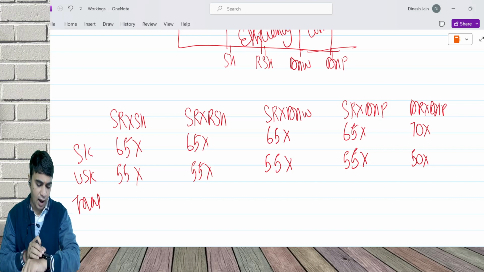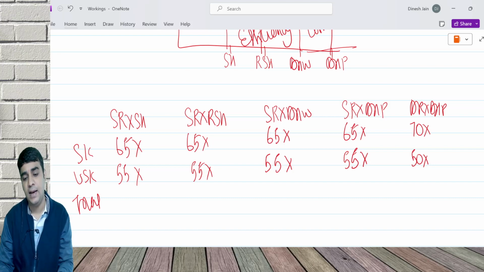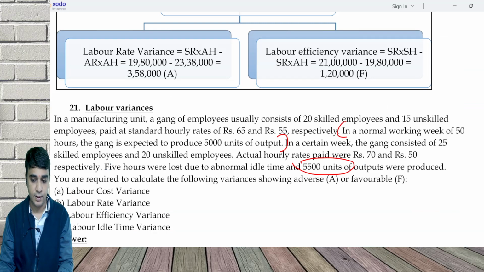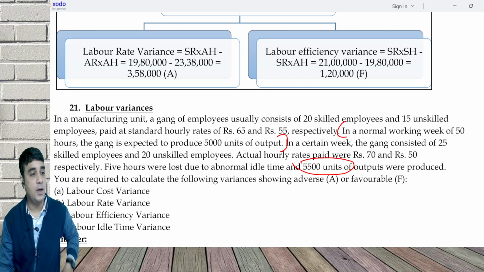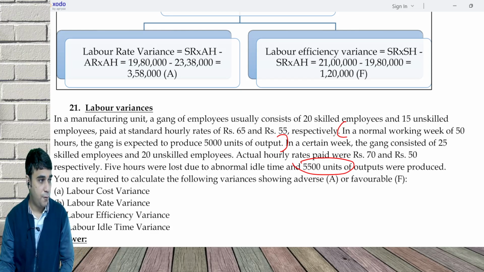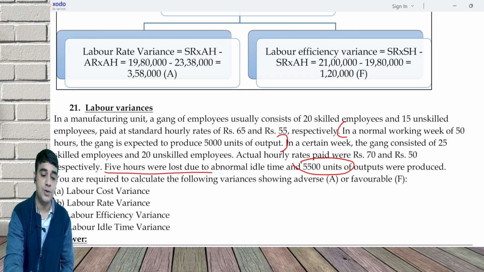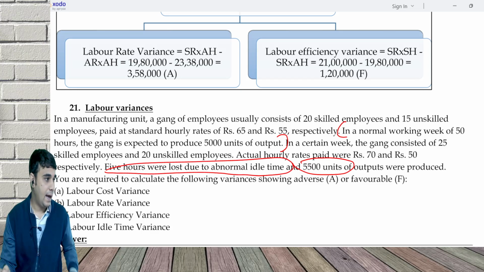How many hours are we paying a single employee? 50 hours. A normal working week is of 50 hours. But he is working only for 45 hours, because 5 hours were lost due to abnormal idle time.